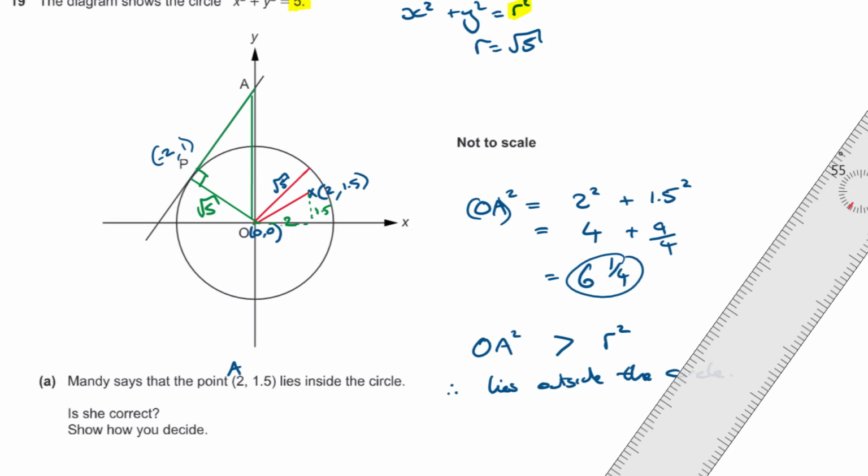So to find the area of this triangle, basically what we need to do is find the length AP, isn't it? If I can find this length here, then I've got the two sides of the triangle. I can multiply them together and divide by 2 to find the area, can't I? So I just need to find the length AP. Let's find the length AP.